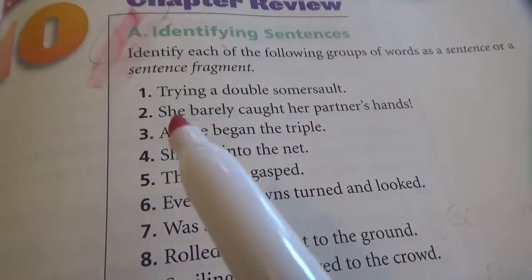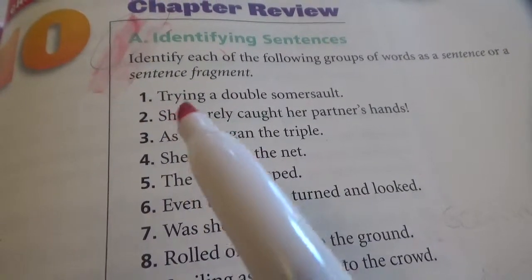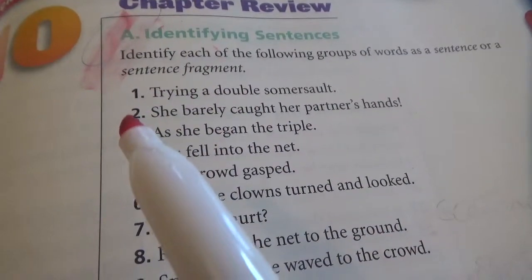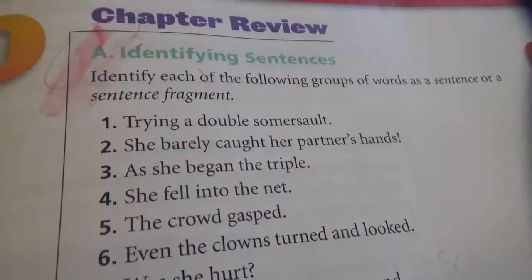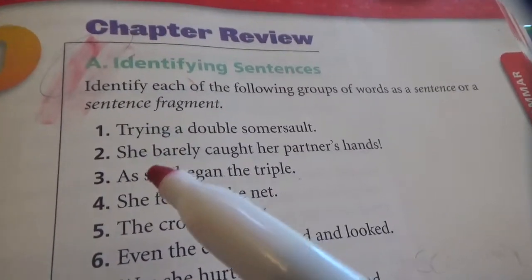All right, let's look at number 2. She barely caught her partner's hands. Let's see. It has a subject, she, predicate caught, she caught. Is it a complete thought? She barely caught her partner's hands? Yes, it is. Now, guys, don't overanalyze this part about it being a complete thought or you can confuse yourself.